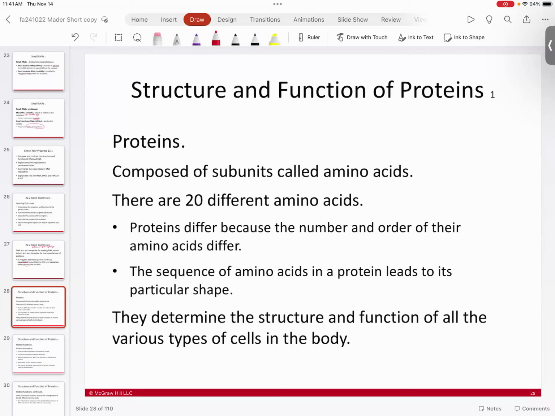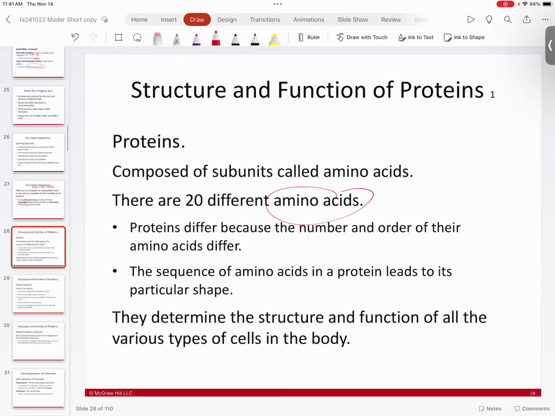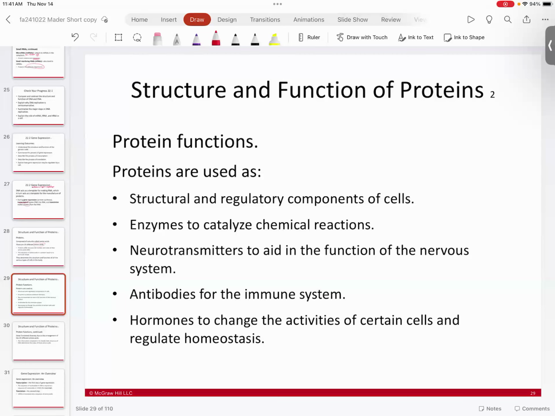They are going to be composed of amino acids. There are about 20 different amino acids. And so they differ in number and order. And so the sequence is basically giving the protein its characteristic. It's also determined by the sequence of what's in the DNA. So this will determine the structure and the function of various things in your body.